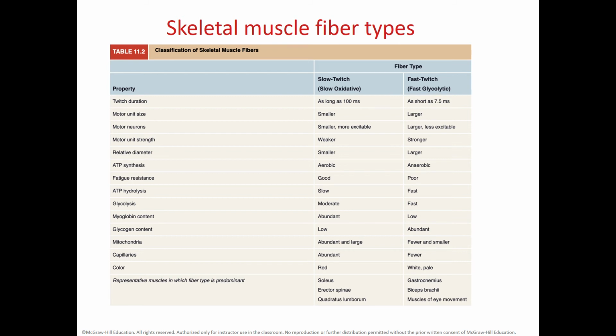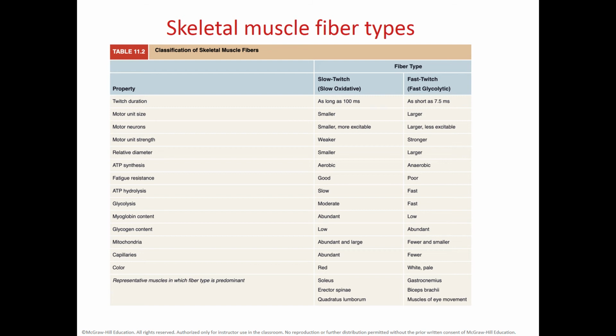So what is the color of the fibers? Red in slow twitch, because they have a lot of myoglobin, while it's white in fast twitch. Areas of the body where we have slow twitch include the soleus muscle, erector spinae, quadratus lumborum, many of the muscles that help with posture. Now, fast twitch, we have it in areas of the body where we require fast movement, like in the biceps brachii, muscles of the eye, and gastrocnemius.